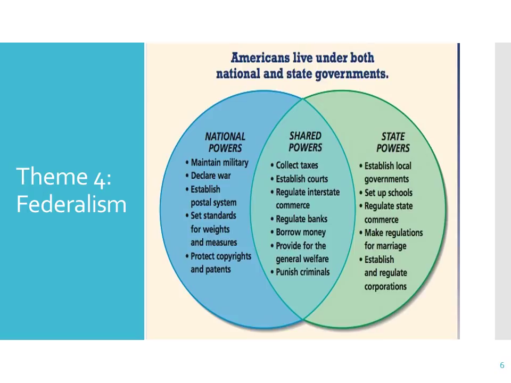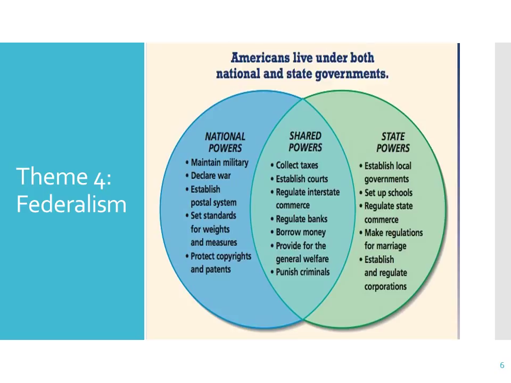So, the national government has certain delegated powers, and among those are maintenance of the military, power over war, the ability to make treaties, the establishment of a postal system, standards for weights and measures, control over currency, and control of copyrights and patents. State governments get to establish local government, like town meetings and mayoral systems. They also get to set up schools and set their own regulations for schools. They get to regulate state commerce within their own borders, make the rules for marriage, and establish and regulate corporations.